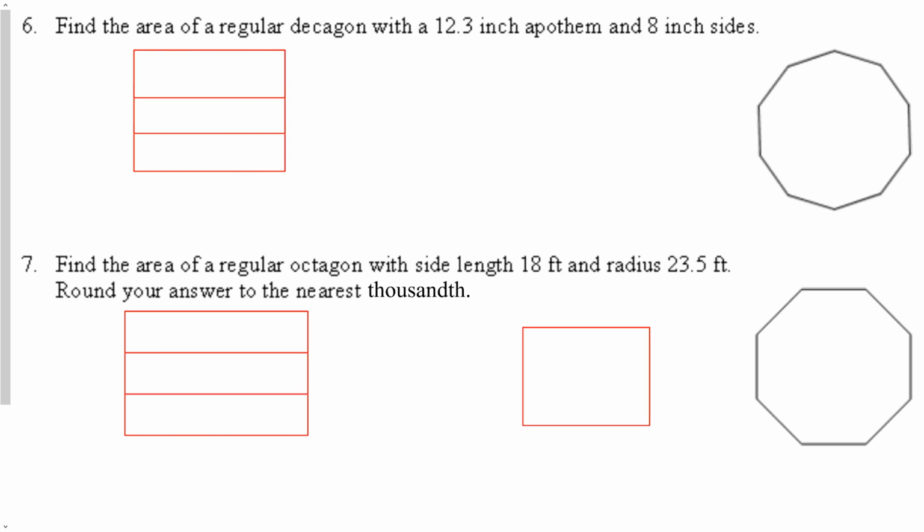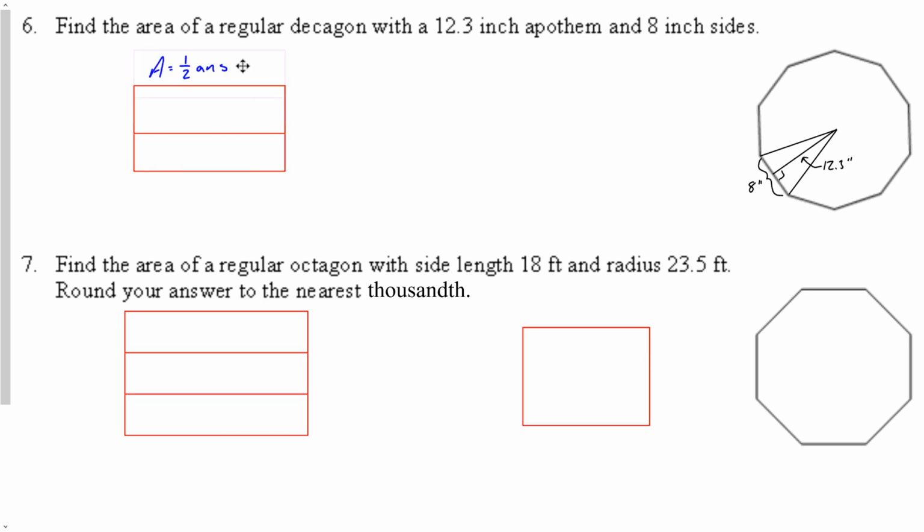So our very first example, we have to find the area of a regular decagon with 12.3-inch apothem and 8-inch sides. So in this section, it is going to be very important for you to recall some of those special names that we had covered earlier in the year for different types of polygons. So I know if I have a shape here, I can draw in 2 radii and an apothem, and I can label my side length being 8 inches and the apothem being 12.3 inches.